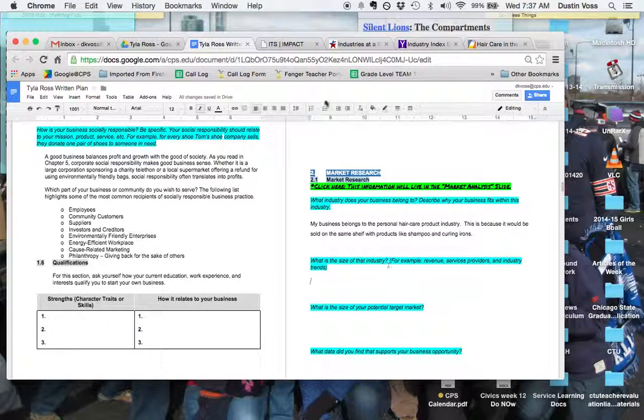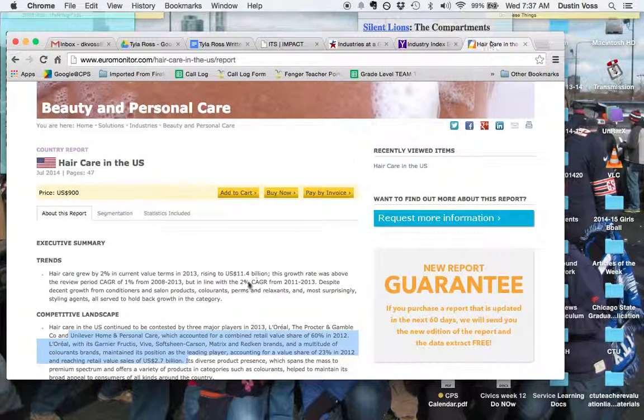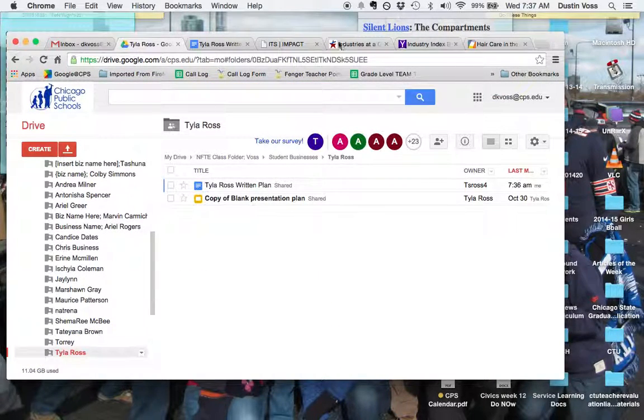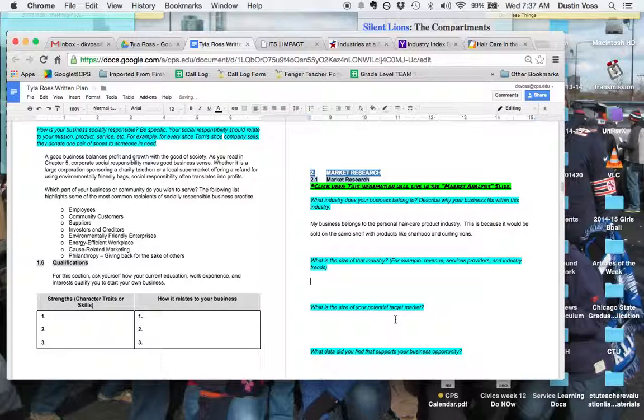Number 2, what's the size of that industry? It gave me that in this detail. It said 11.4 billion. That would be revenue. So getting back to her, the hair care product industry did over $11.4 billion in revenue in 2013. Bam. Size of my potential target market.